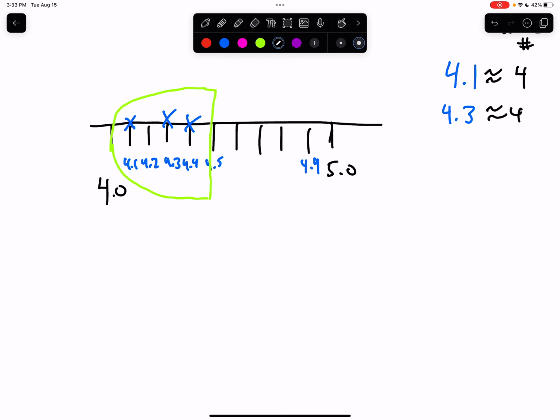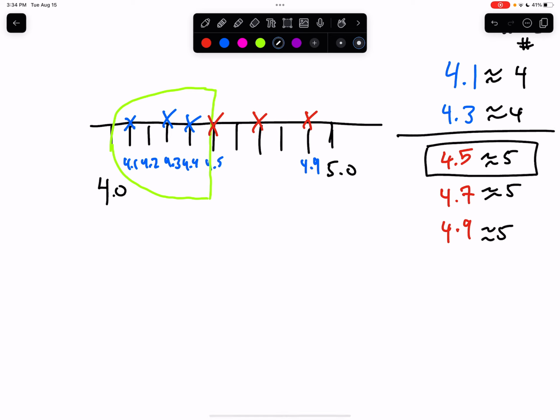However, once we get to 4.5, once we get halfway there, the rule with rounding is that that's when you're going to round up. So 4.5, 4.7, 4.9, I think you would believe that 4.7 and 4.9 are certainly closer to 5, but I'm doing little squiggly equals here. 4.5, we're going to round that up.